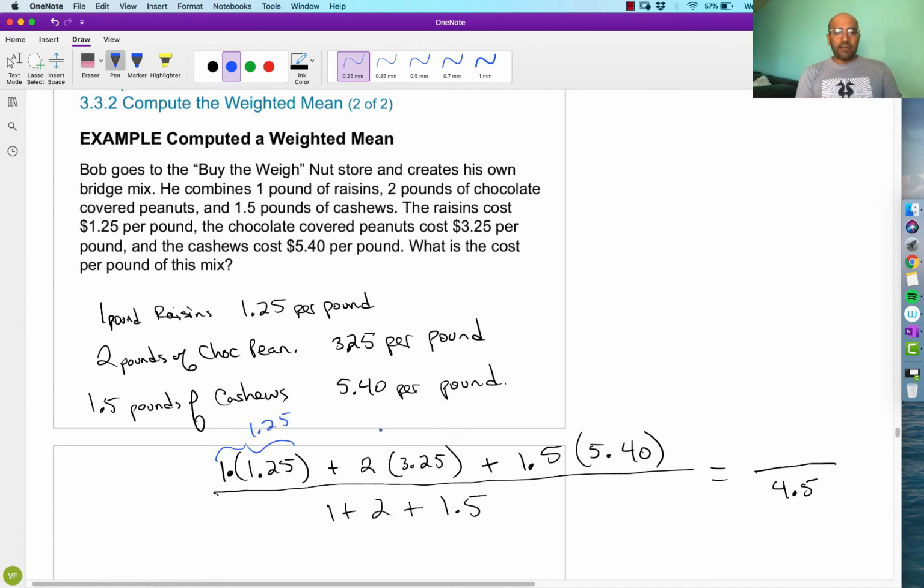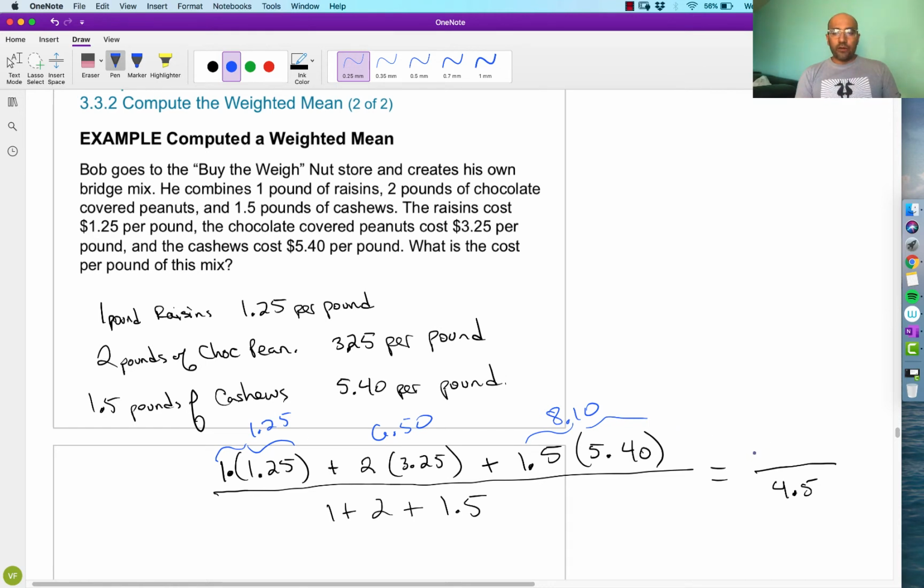And we spent $6.50 on these guys, right? So these were the raisins. $1.25 on the raisins. $6.50 on the chocolate-covered peanuts. And finally, we spent $8.10 on this, which was the cashews. So we multiply them, add them, multiply them, and add them.